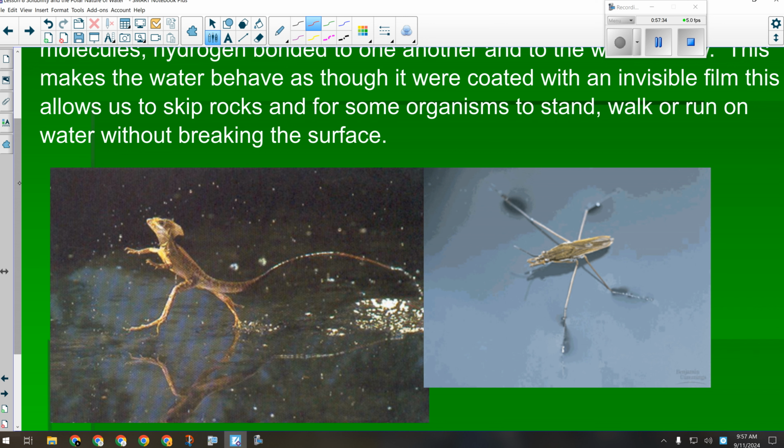Similarly, you can't skip a rock by throwing it straight down into the water. It doesn't work that way. I mean, if it hits the bottom, well, it hits the bottom, but that's different. That's not surface tension. That's bouncing off the bottom.